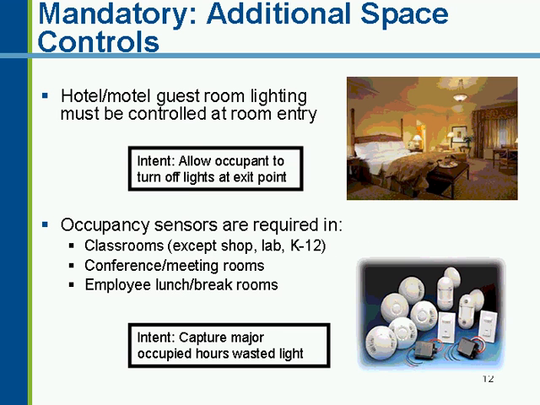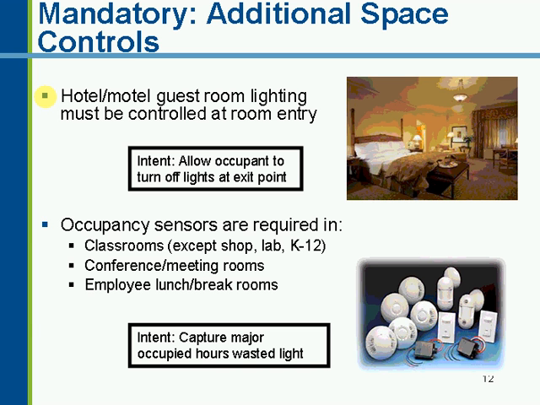Other mandatory control on specific spaces. Hotel and motel guest rooms must have a control at the entry to the room for all permanently installed lights and switch receptacles. This eliminates the need for a guest to have to go back to the back of the room, for example, to turn off a light when they're getting ready to leave.